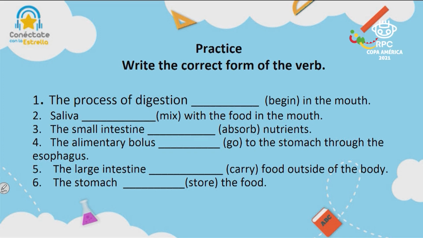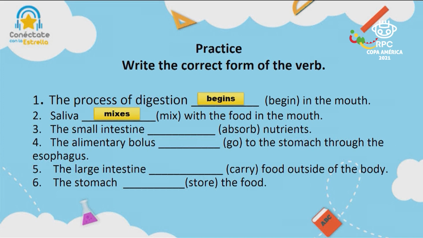Write the correct form of the verb. Remember, we are working with the simple present tense, third person singular. The process of digestion. Begin or begins? What do you have to write? Begins. In the mouth. Okay, sentences related to our topic. Saliva. Then we have a verb ending in X. Do you remember what you have to add? You say mixes. Saliva mixes with the food in the mouth.